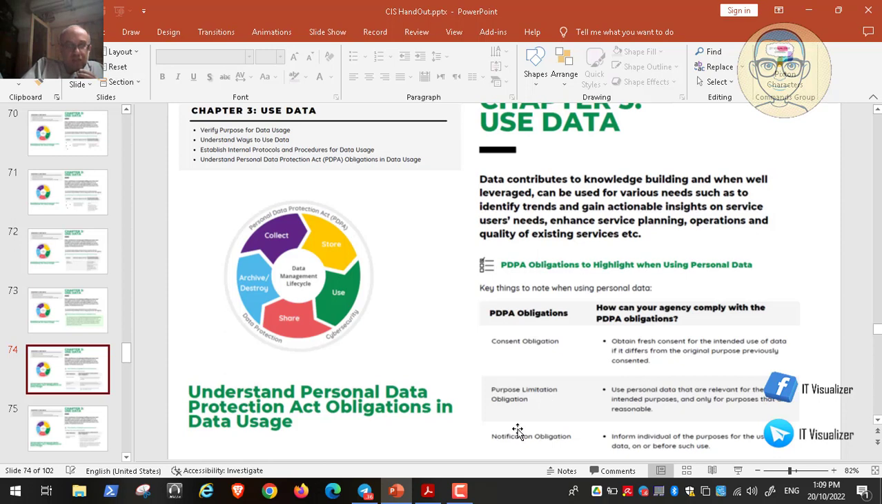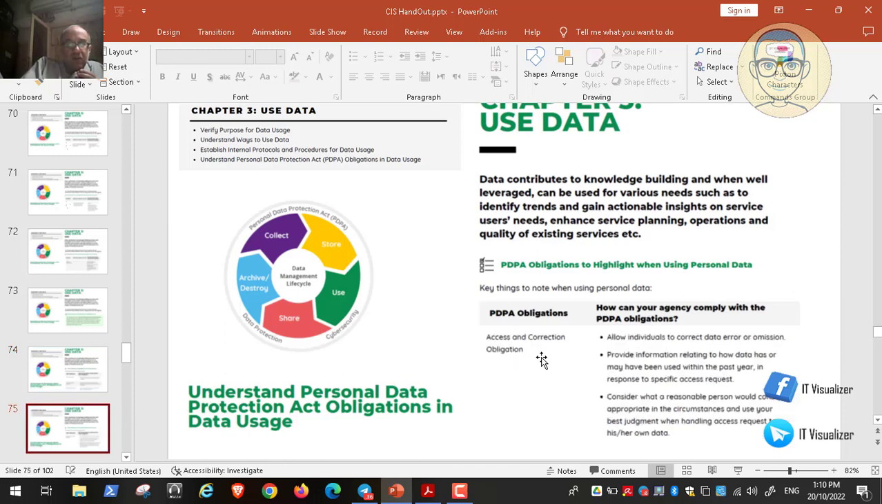Okay, then this is the notification obligation. You should inform the user that you are using this data for this purpose, or that you have used it before for another purpose. So we have the consent obligation, which we discussed when you are collecting the data. Purpose: you should use it only for the purpose that you identified. Notification: inform the user. When you collect the data, you should inform the user of collecting it, and when you use it, you should also inform the user.